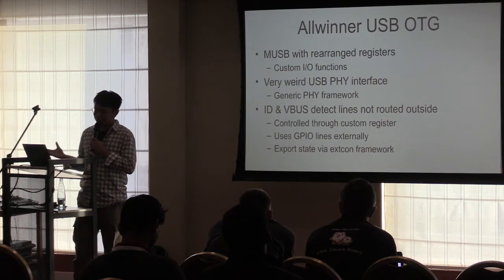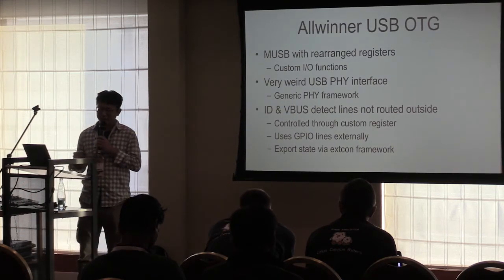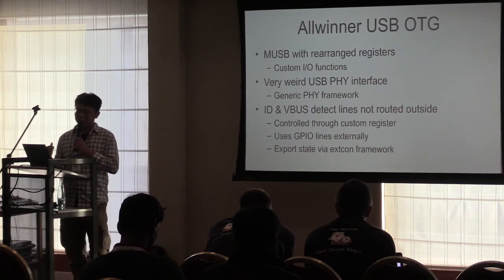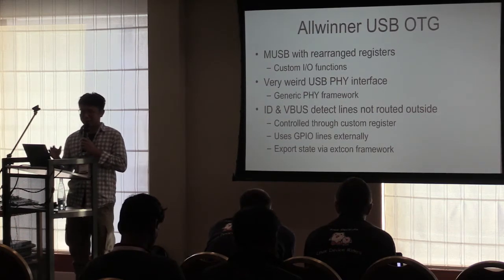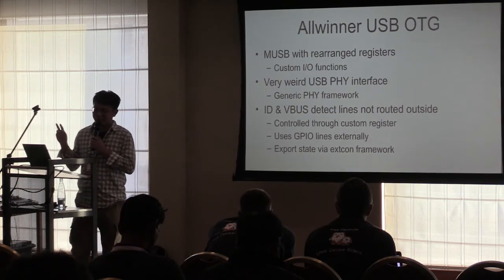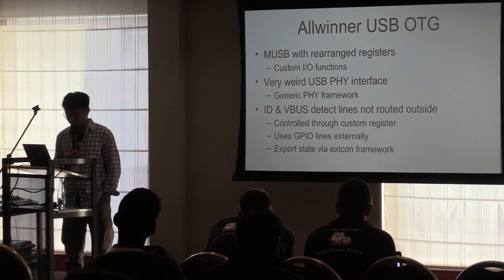Now the Allwinner version has rearranged registers, and it also has missing registers. So we support this with custom IO functions, and for the register that is missing, we just provide the same value. Unfortunately, the missing register is actually the feature register. So that's kind of bad.